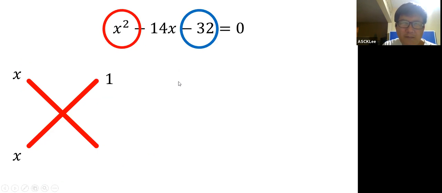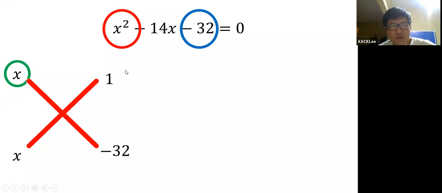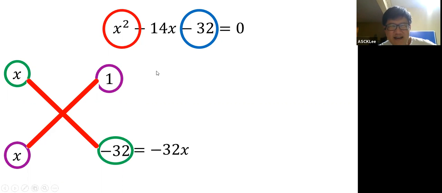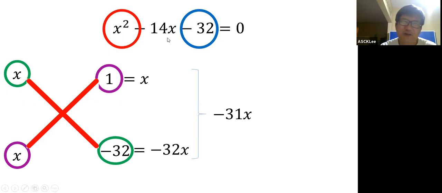X squared here is x times x. Minus 32 can be 1 times minus 32. And x times minus 32 is minus 32x. X times 1 is just x. And when I add them up, obviously it's not minus 14. I got to do better.